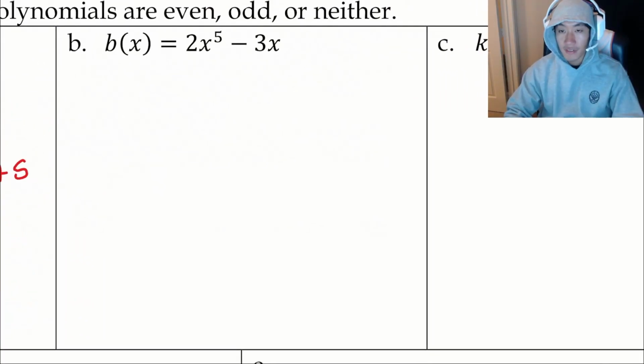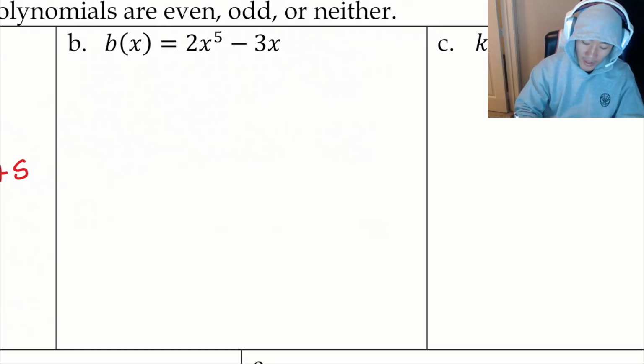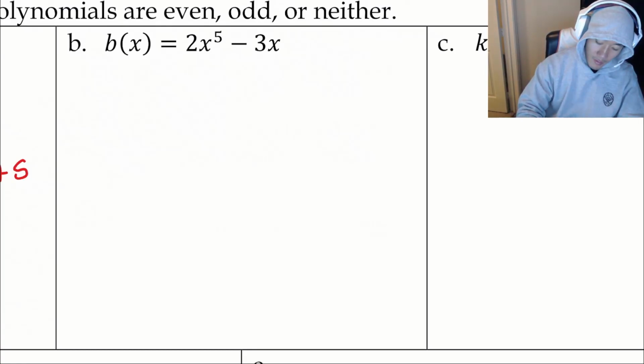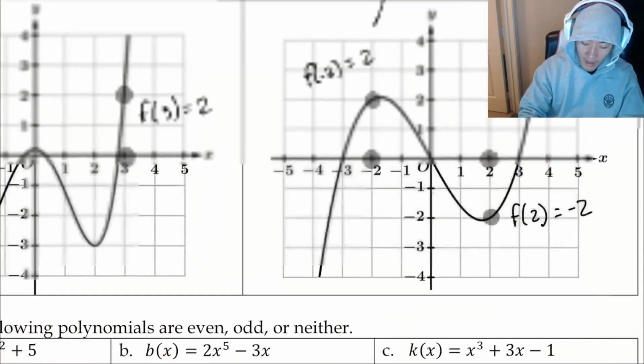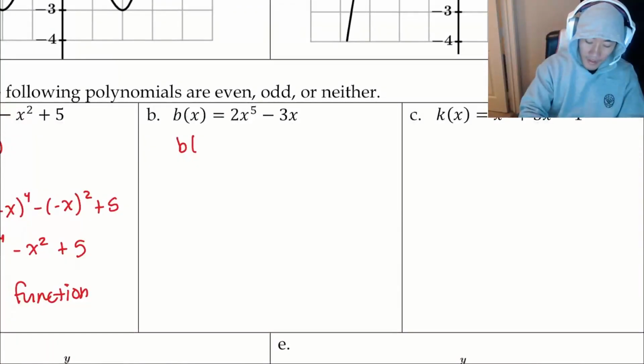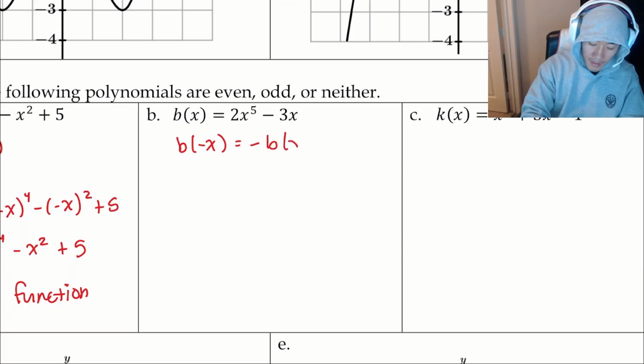We have b of x equals 2x to the power 5 minus 3x. I already noticed that it's an odd degree function, so more than likely it's going to be an odd function. So we can try out that odd definition. Let's rewrite it again. In this case, it's going to be b of negative x is equal to negative b of x.